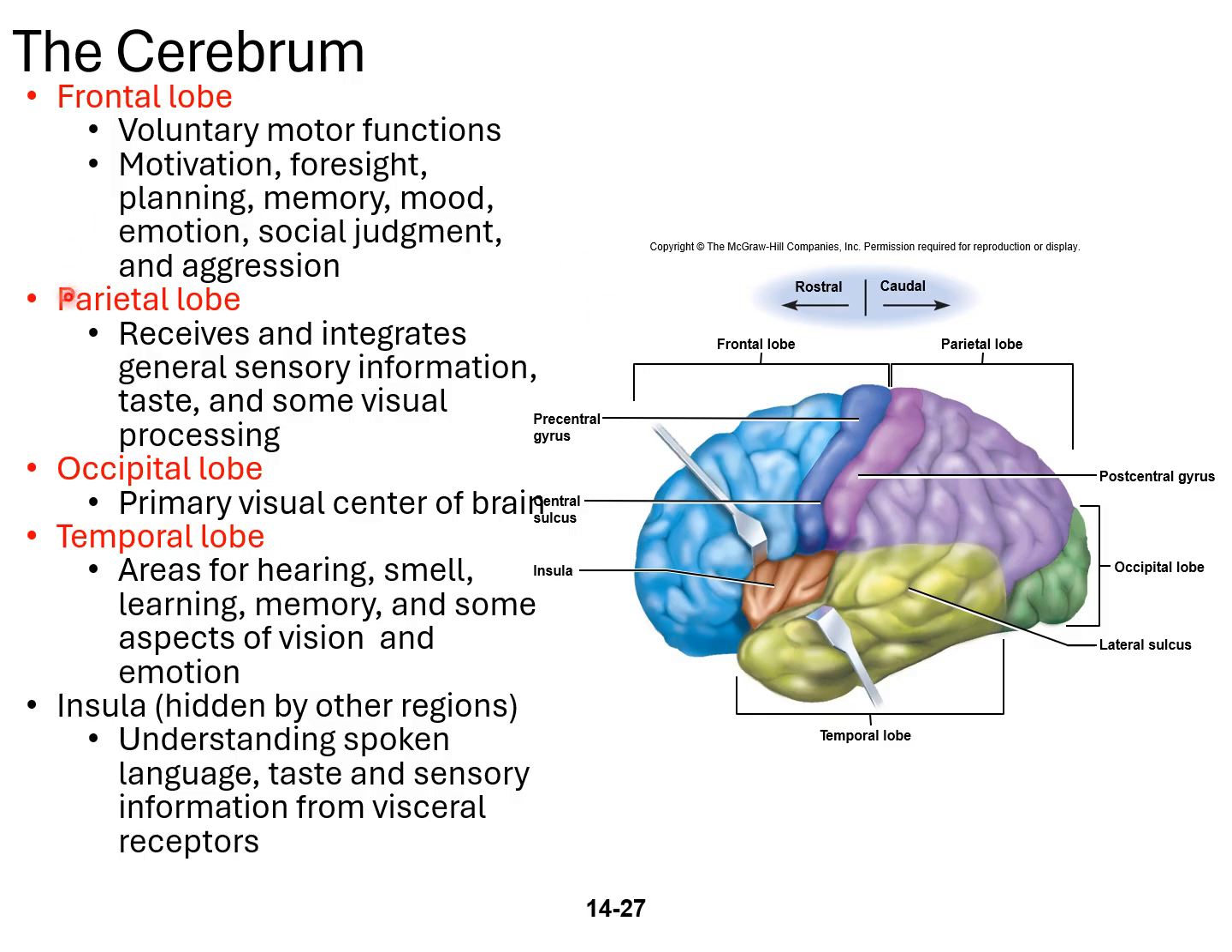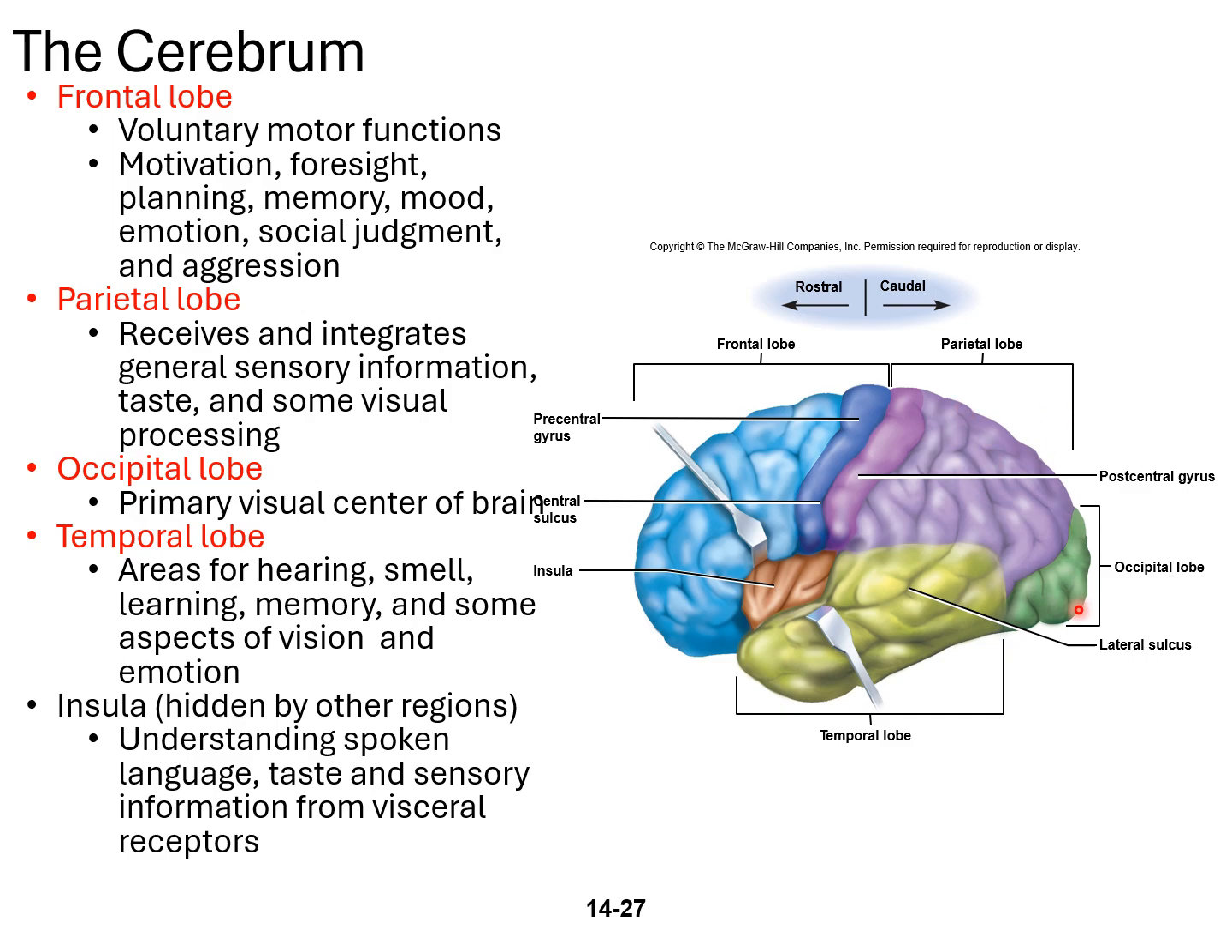So that's why we know that memory, planning, and other stuff is important and involved in the frontal cortex. Parietal is going to be sensory information, taste, some visual processing, and the primary sensory is going to be right below it in the postcentral sulcus. And all of that was sensory.